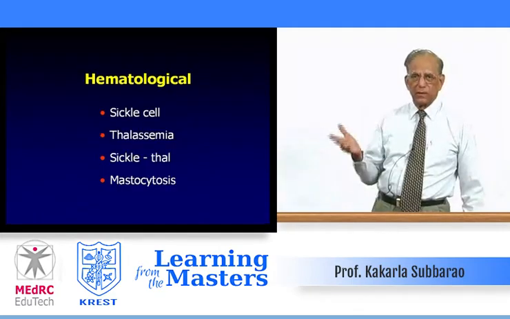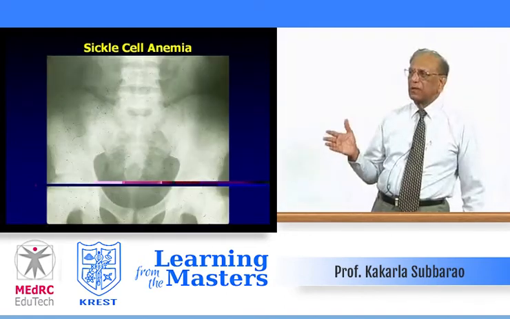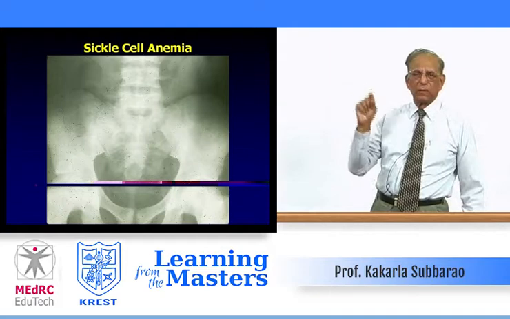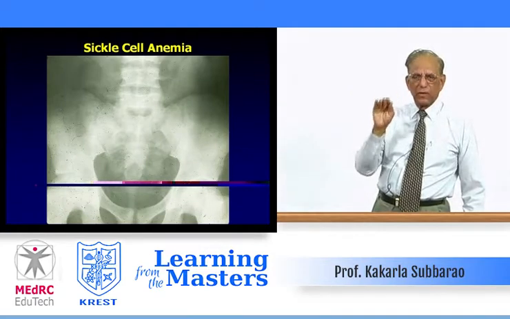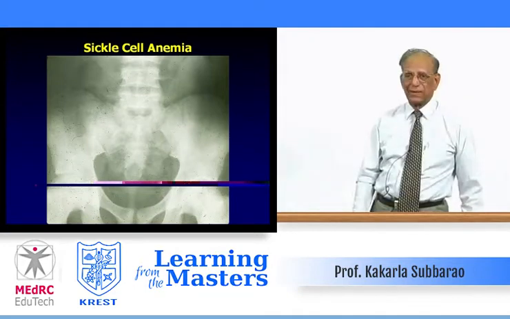Hematological, sickle cell anemia may reflect upon the skeleton, thalassemia, a combination of sickle thal and occasionally mastocytosis. Sickle cell anemia with diffuse sclerosis of the bones. Fortunately, if the vertebra is included, you may find a notch sign on the vertebral end plates, so-called Reynolds phenomenon. Reynolds, not Raynaud's.